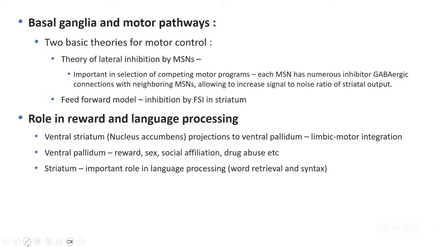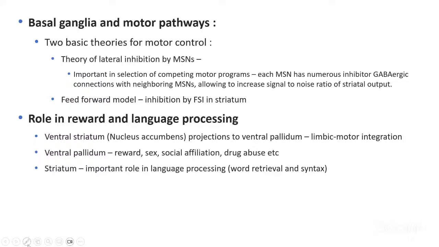So basal ganglia and motor pathway. There are two basic theories for the motor control. One is theory of lateral inhibition by medium spiny neurons, which is important in selection of competing motor programs. Each medium spiny neuron has numerous inhibitory GABAergic connections with the neighborhood MSNs, allowing to increase the signal to noise ratio of striatal output. And second is the feed forward model, which is inhibition by fast spiny neurons in the striatum. Then their role in reward and language processing.